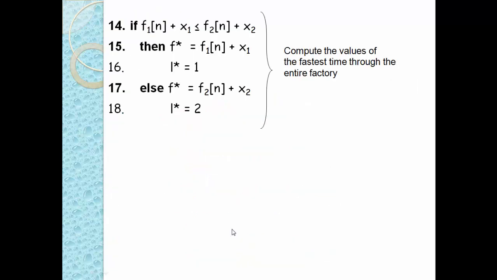At the end, as we discussed, we have to consider our exit gate value. So if f1 of n plus x1 is less than or equal to f2 of n plus x2, this is for exit gate 1 and this is exit gate 2. So we have to identify which requires minimum time, that gate we need to choose, and based on that we choose our last station. So whenever this condition is true, at that time we choose line number 1, otherwise we choose line number 2.